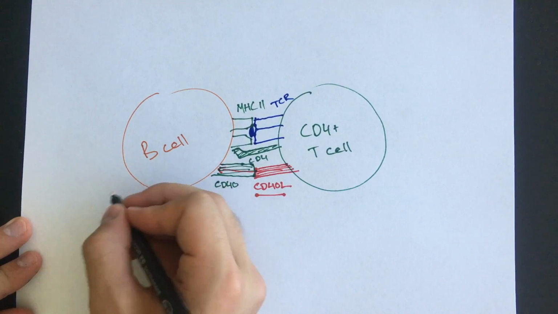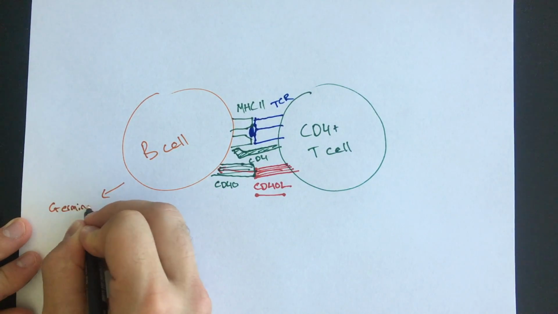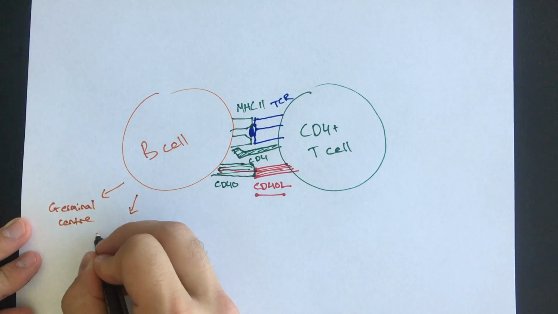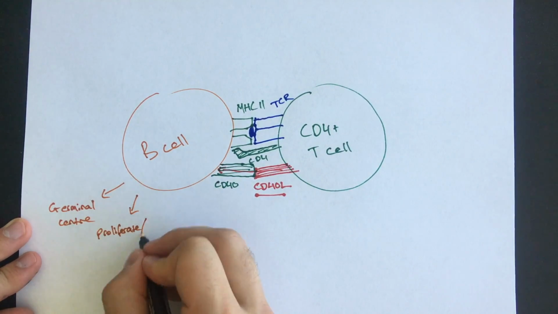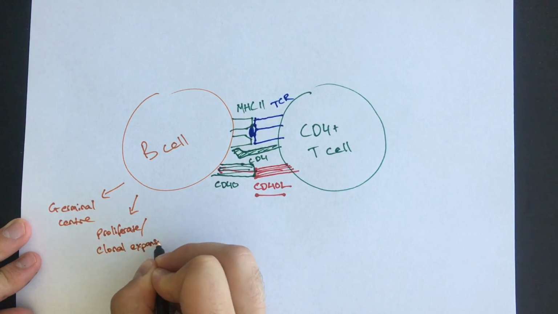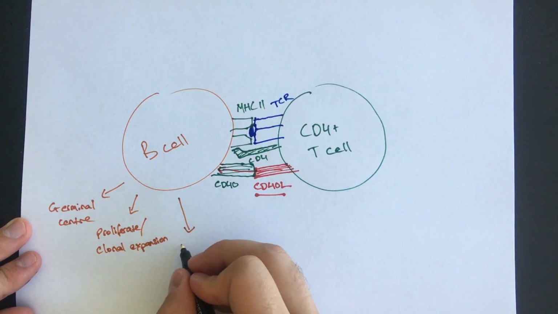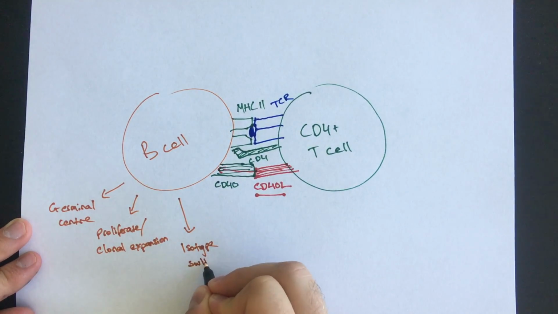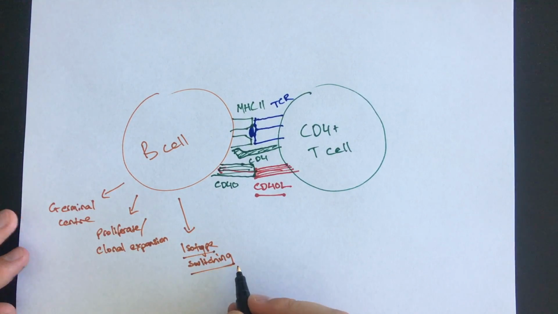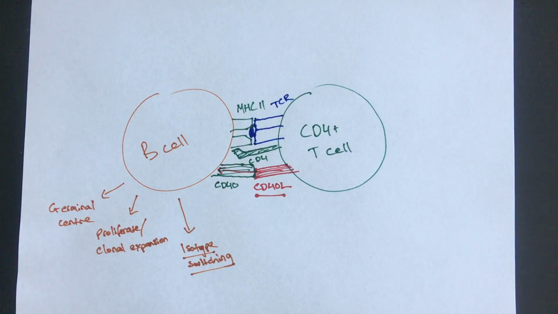The B cell will form a germinal center in which important processes are undertaken. The B cell proliferates, known as clonal expansion. It will also undergo isotype switching, and we should pause here to recall from our other video the various cytokines released by T helper cells.